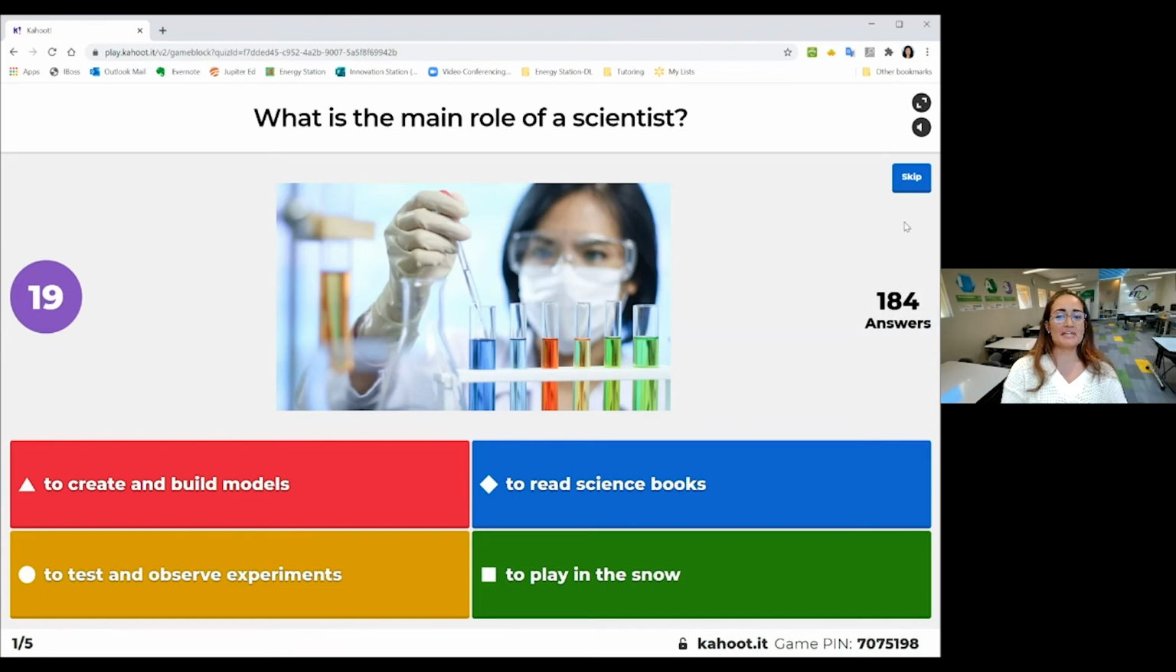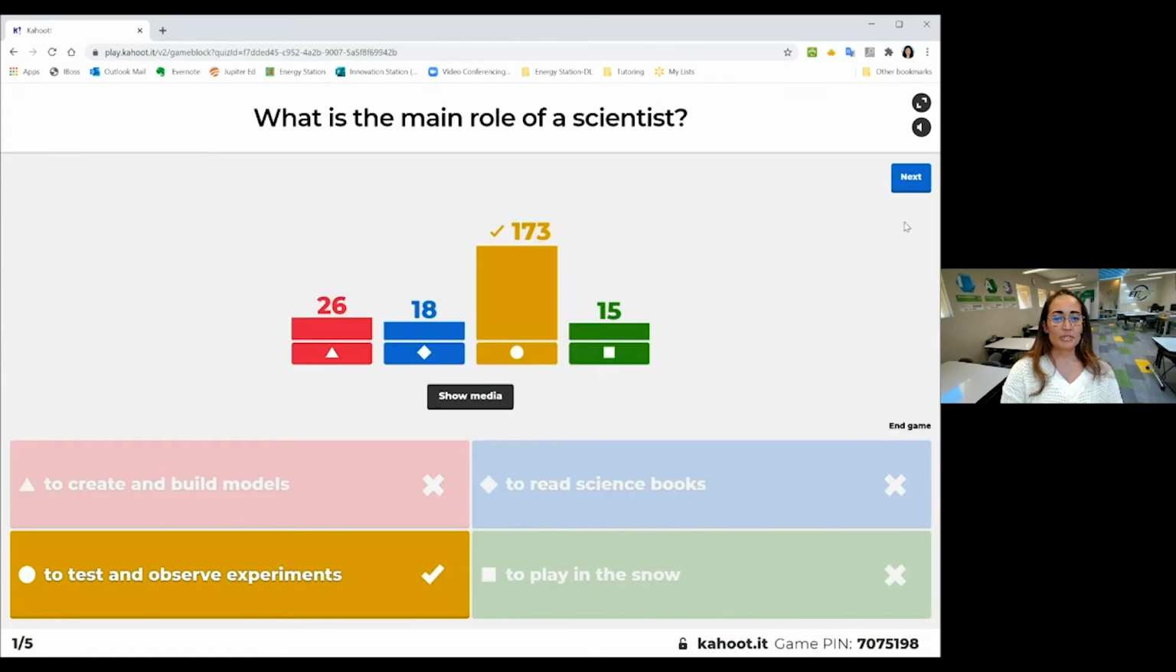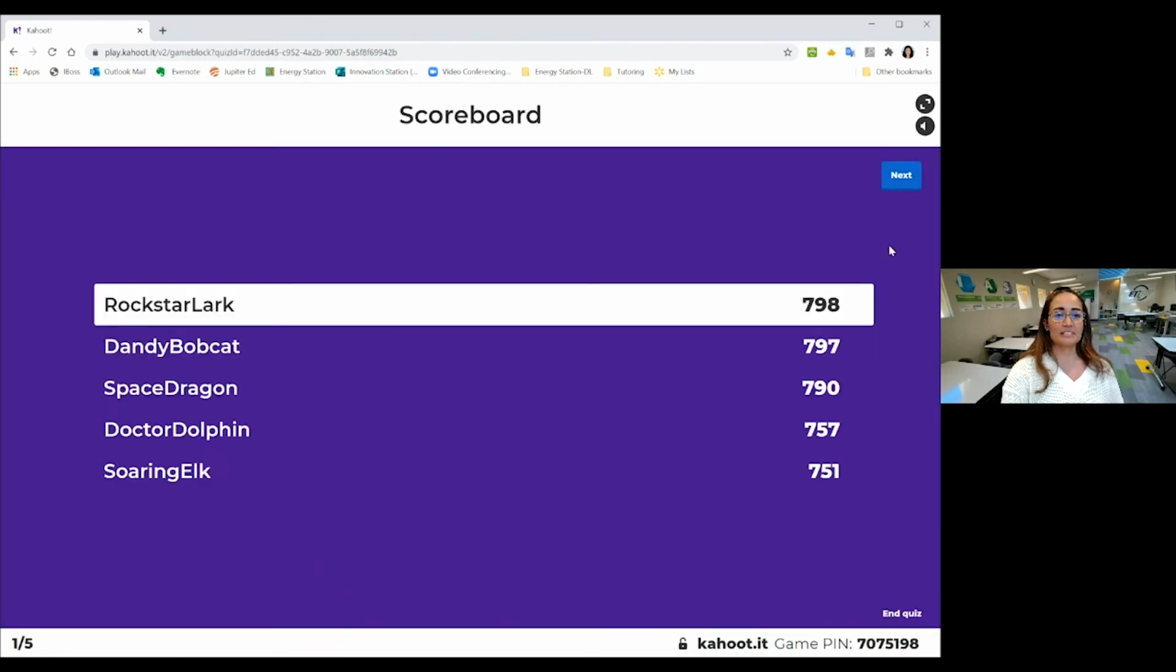What is the main role of a scientist? If you were listening carefully, we kind of gave you this answer in these last couple of questions. Mr. Gruder and I were seeing the difference between a chemist, which is a type of scientist, and a chemical engineer. So what's their job? Is it to create and build models, to read science books, to test and observe experiments, or to play in the snow? And our answer is, of course, to test and observe experiments. They're the primary starting point when it comes to understanding this. Looks like we had a good chunk of us who got it right. Let's see who's going to be in the lead. Rockstar Lark.